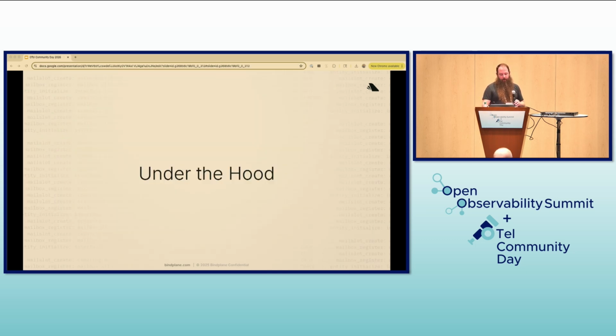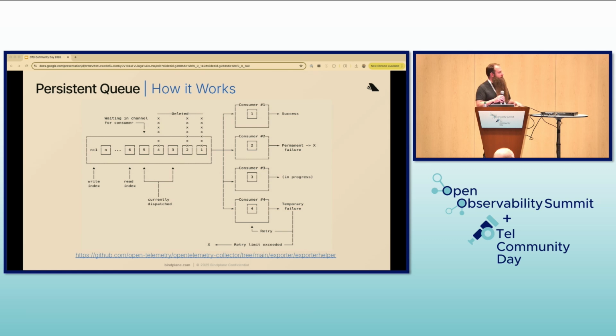Cool. All right, so let's go just a little bit deeper into the configuration for these various components and talk about how we think about tuning and tweaking some of the functionality. So this is straight out of the documentation on the exporter helper, right? This diagram. And I think this actually does a really nice job of highlighting, at the end of the day, this is not an overly complicated system. But there are some key pieces here that are highlighted in this diagram.